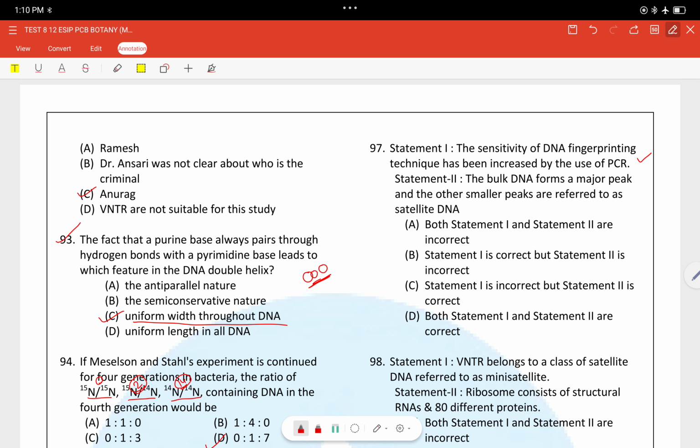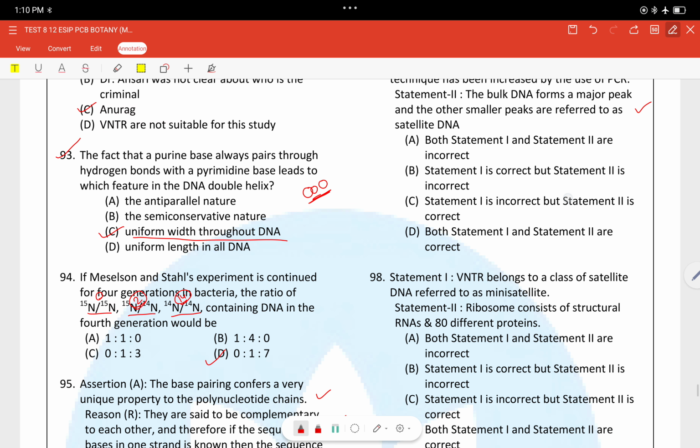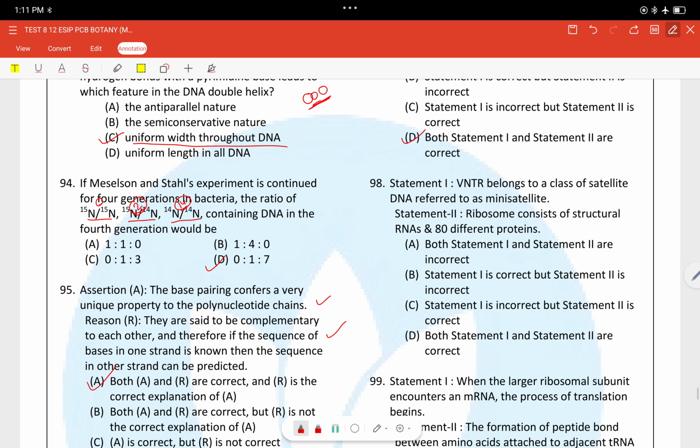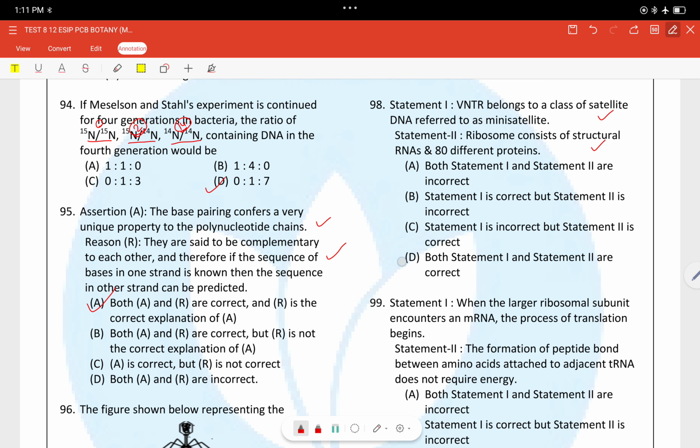That is correct. The bulk DNA forms a major peak and the other smaller peaks are referred to as satellite DNA. Both the statements are correct. VNTR belongs to a class of satellite DNA referred to as minisatellite. This statement is correct. Ribosome consists of structural RNAs and 80 different types of proteins. Both the statements are correct.